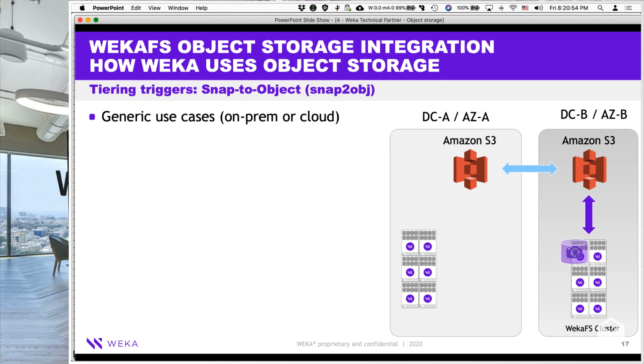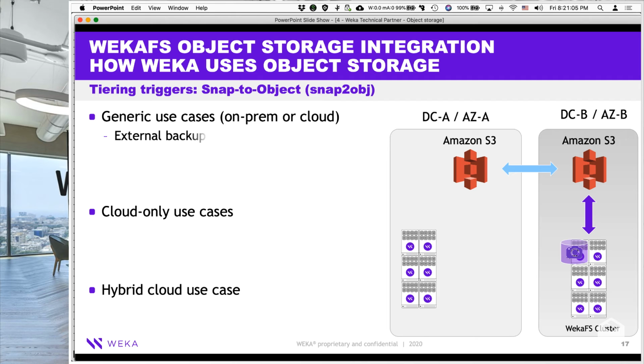We divide all the use cases into three major categories: generic use cases, either on-prem or cloud-only use cases, and hybrid cloud use cases. So a generic use case is external backup, right? External backup is enabled by the fact that, first of all, when you send data to an object store, it's a different media. It's not the same media as Weka, it's not NVMe, and that's a very important characteristic of backup. Some people think they take a snapshot and they have a backup. Not true. True backup should reside on a different media than your file system, than your working set. It should be a different set of media.